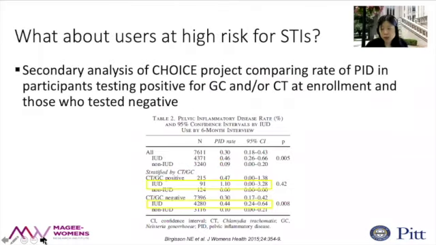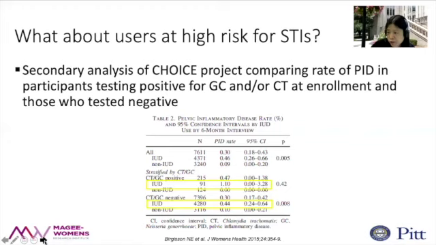What about users at high risk for STIs? Can they use an IUD? This was a secondary analysis of the CHOICE project that compared the rate of PID in participants who tested positive for gonorrhea and/or chlamydia at enrollment compared to those who tested negative. This was a higher risk population where 40% of participants reported a history of STIs and 7.3% tested positive at the baseline enrollment visits. Overall, the rate of PID among IUD users was low, ranging from 0.44% among those who tested negative at enrollment to 1.1% among those who tested positive at enrollment.